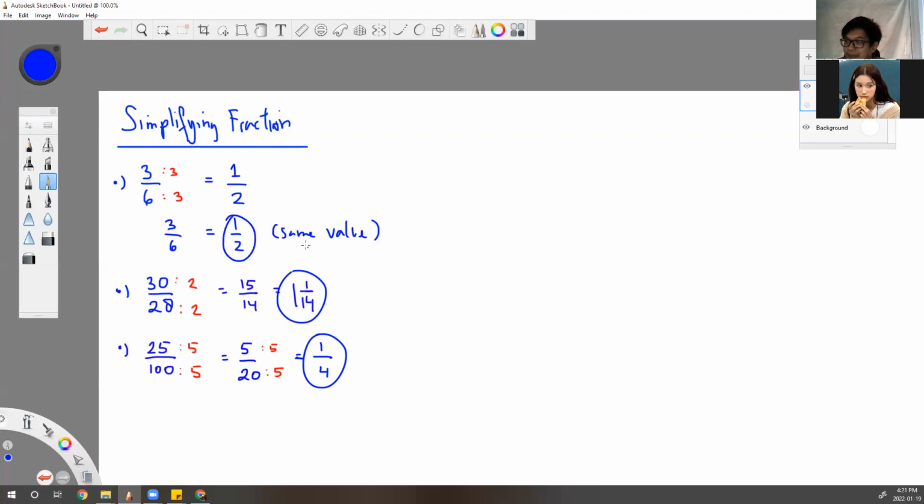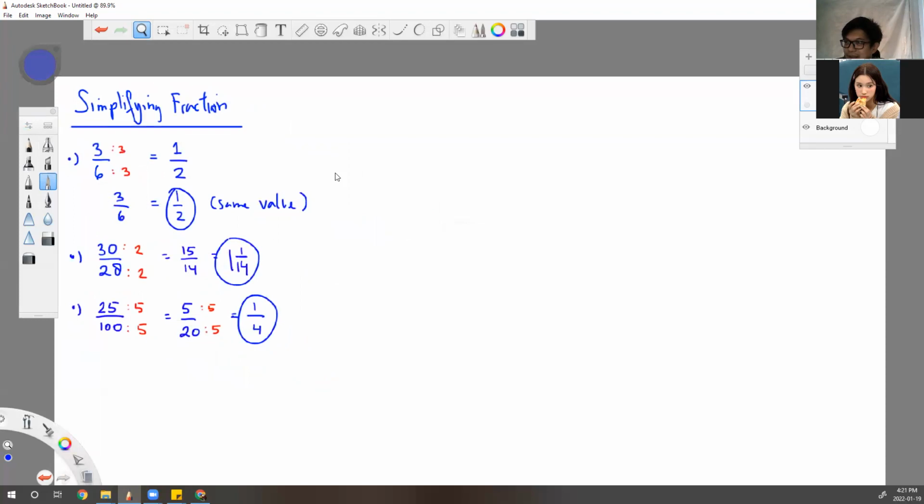Okay, so these are the simplifying fraction rules. I will give you 2 more or 3 more questions about this. I think 2 more is enough.